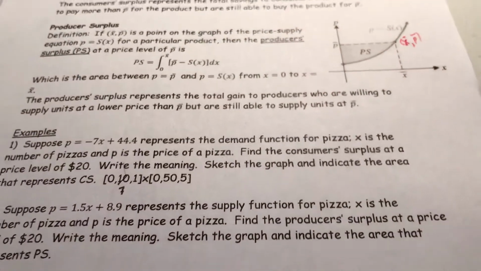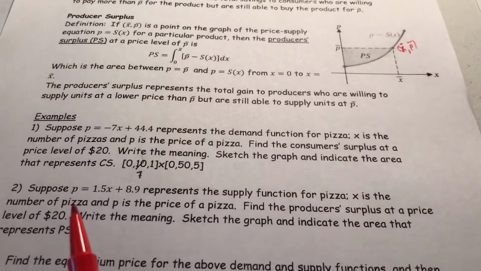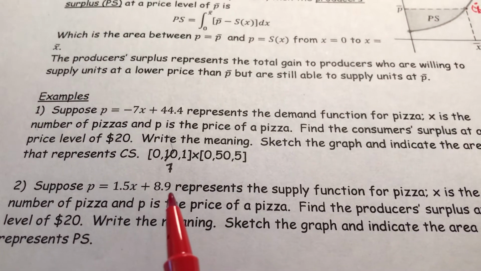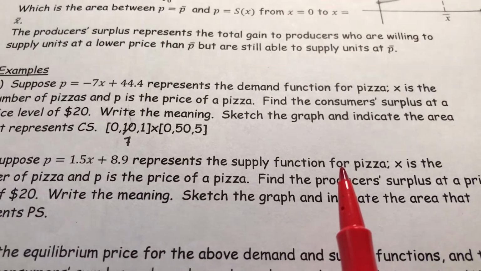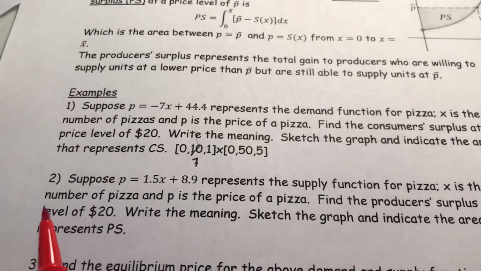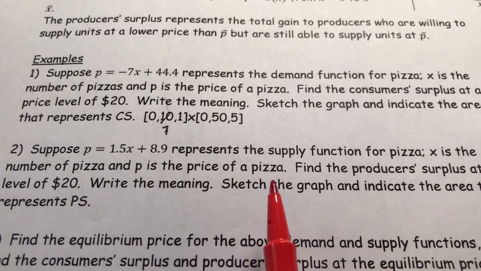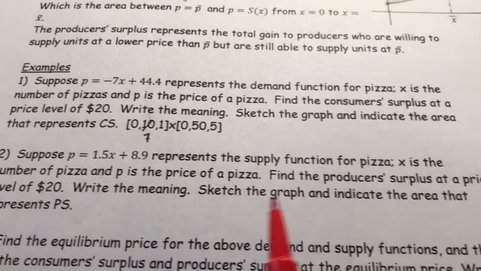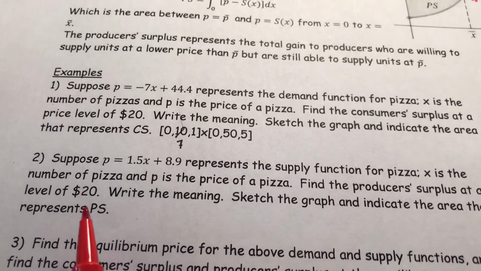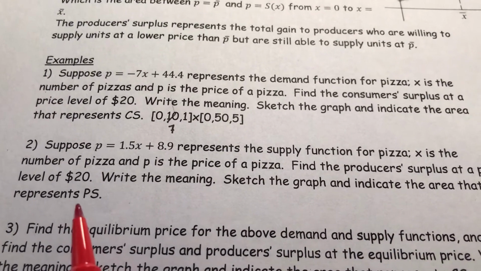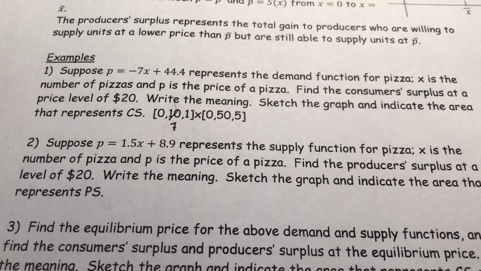And number 2 says, suppose P equals 1.5x plus 8.9 represents the supply function for pizza. X is the number of pizzas and P is the price of a pizza. Find the producer surplus at a price level of $20. Write the meaning. Sketch the graph and indicate the area that represents this producer surplus.